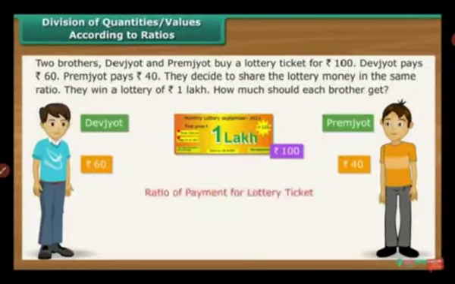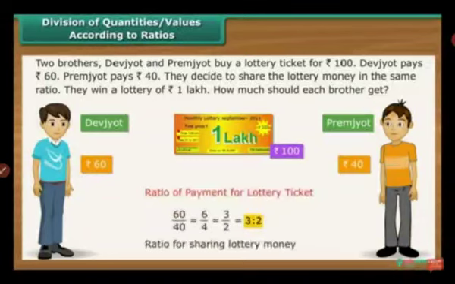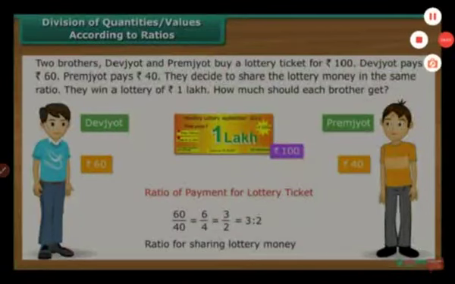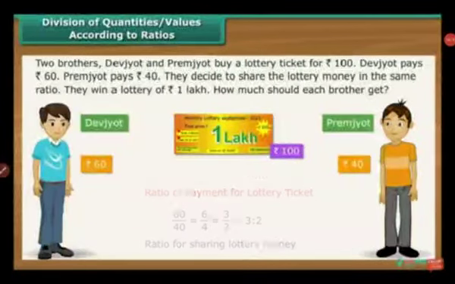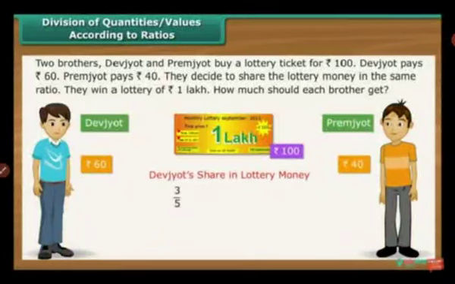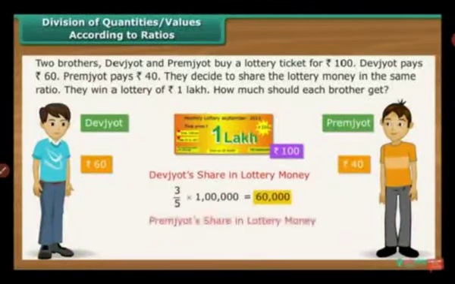Let us first find the ratio of their payments. The ratio of payment for the lottery is 3:2. Devjot and Premjot will share the lottery money in the ratio 3:2. It means that out of every 5 rupees won, 3 will go to Devjot and 2 will go to Premjot. Devjot's share in the lottery of rupees 1 lakh is rupees 60,000. Premjot's share is rupees 40,000.